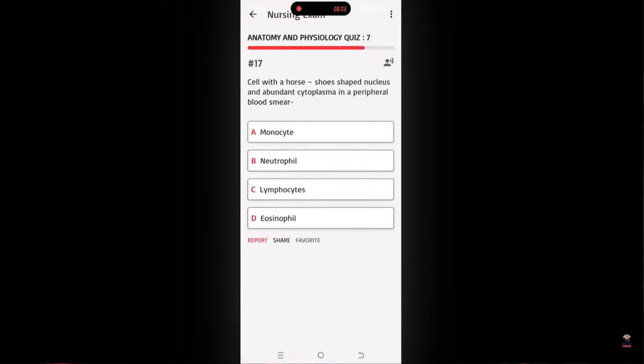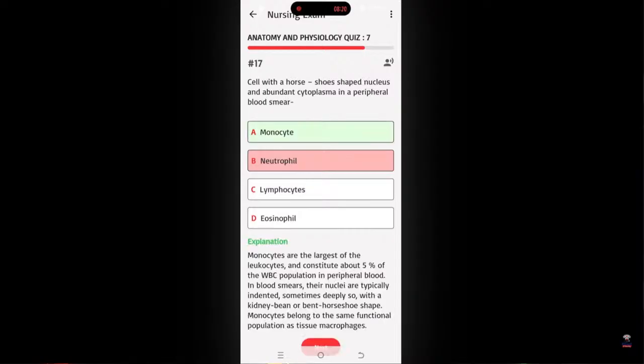Cell with a horseshoe-shaped nucleus and abundant cytoplasm in a peripheral blood smear. A. Monocyte, B. Neutrophil, C. Lymphocyte, D. Eosinophil. No. Correct answer is A.